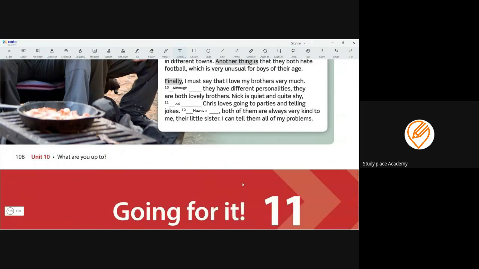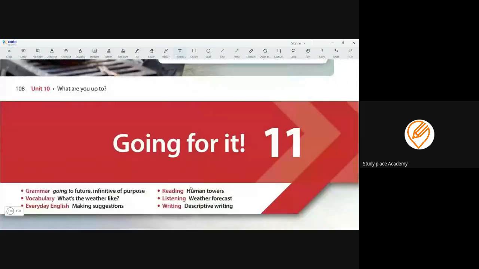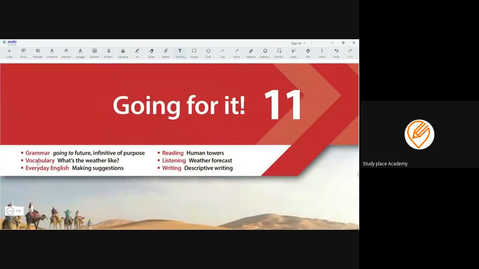So by that we ended our previous lesson and now we are going to start with a new one. We are going to talk about grammar, going to in the future, infinitive of purpose, vocabulary, what's the weather like, everyday English, making suggestions, reading human towers, listening, weather forecast, and writing descriptive writing.